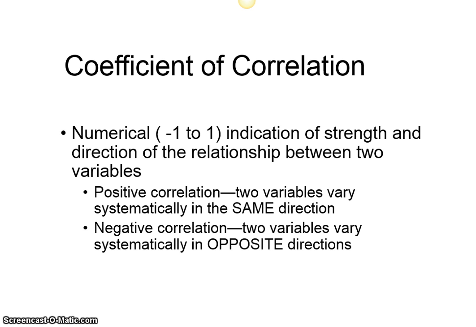In this case, both of the variables go down. The less someone sleeps, the lower their grades are. So this would be a positive correlation because the two variables change in the same direction.